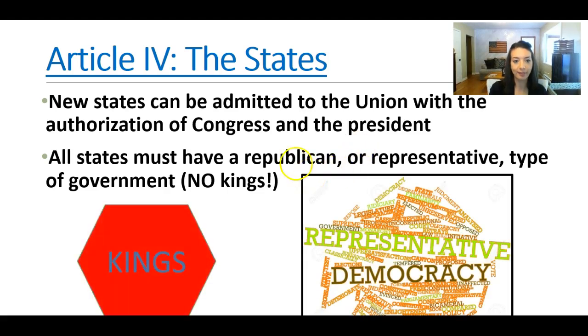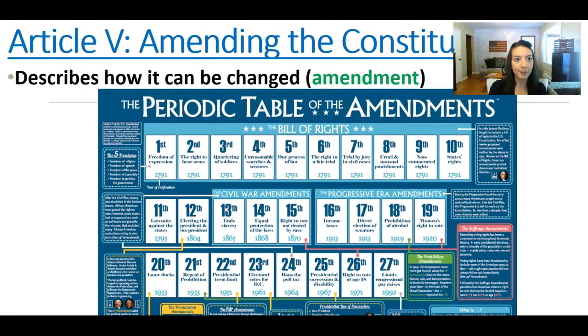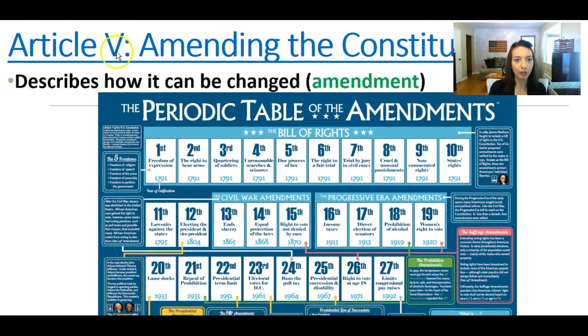Okay? So, no kings. All right, so Article 5, that's what this Roman numeral is, this V. Article 5 is about amending the Constitution. Amending means to change, and Article 5 is all about how the Constitution could be changed.